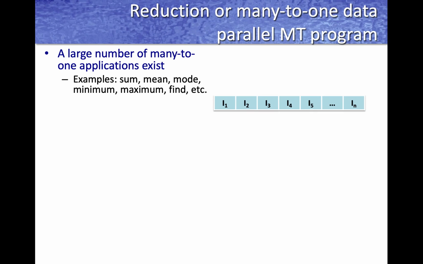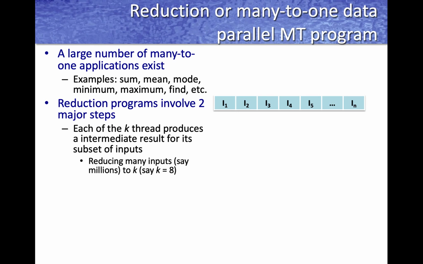Now let's look at an example of reduction. Remember, reduction is where we have a large number of inputs and we want to reduce it to a single value. Examples would include lots of statistical operations like sum, mean, mode, minimum, maximum, find operations, or search operations where we have a large list of numbers and we want to get to a single result.